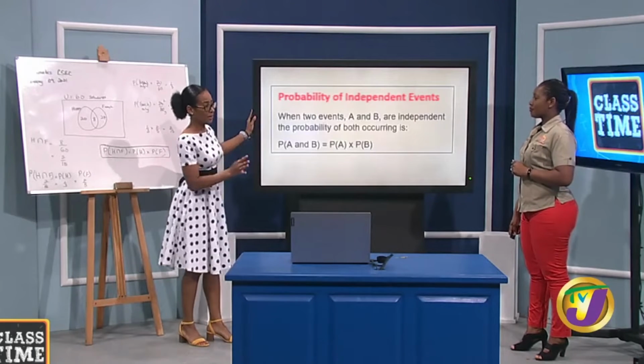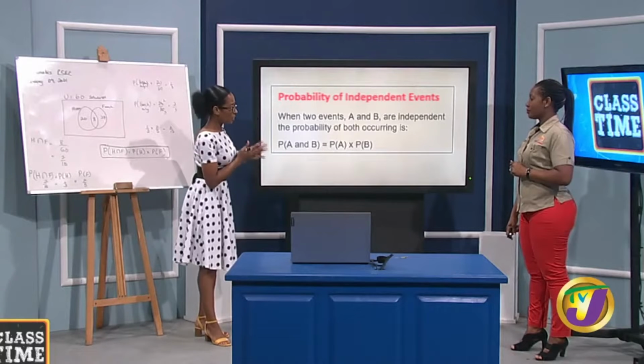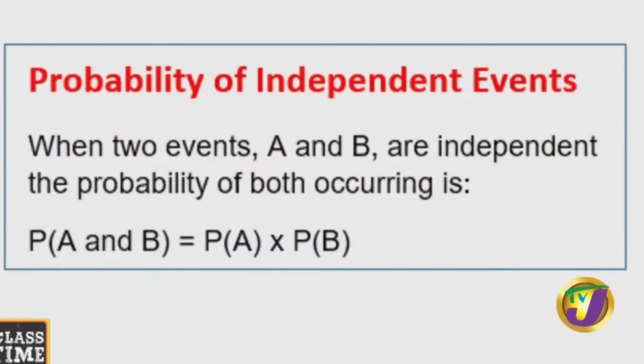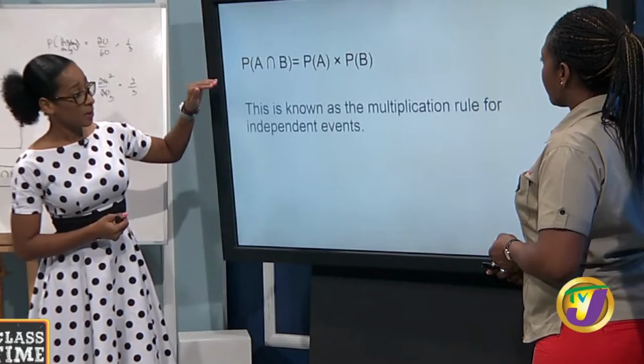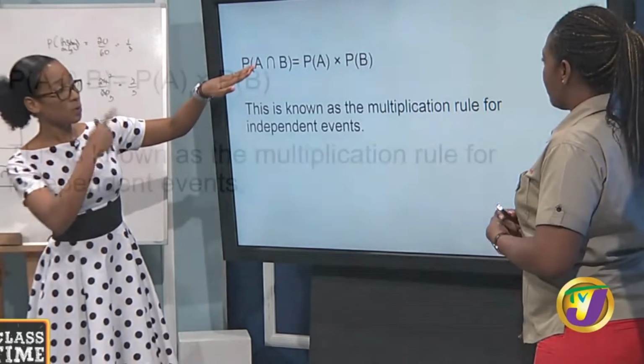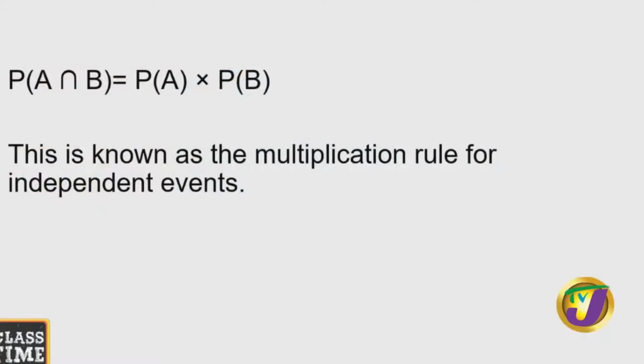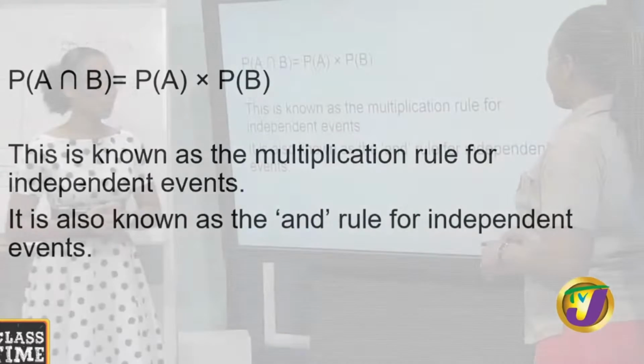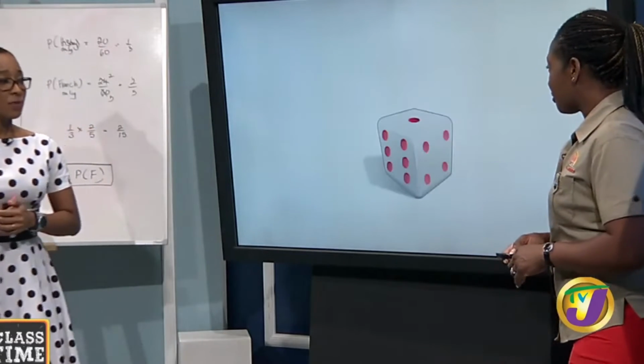So we're looking at probability of independent events. Let's put everything together. When two events A and B are independent, the probability of both occurring, the probability of A and B, is equal to the probability of A multiplied by the probability of B. Using our intersect symbol: the probability of A intersect B equals the probability of A times the probability of B, which is known as the multiplication rule for independent events. It is also known as the AND rule for independent events.